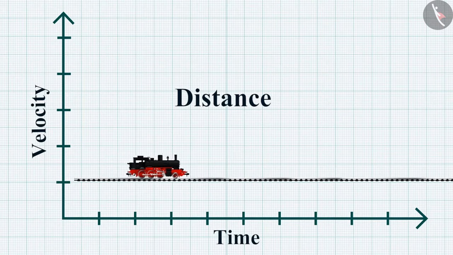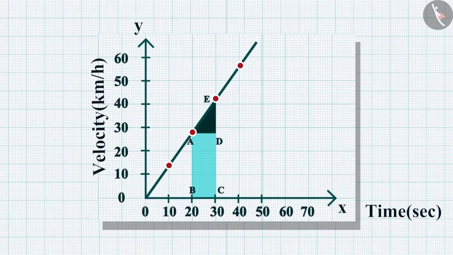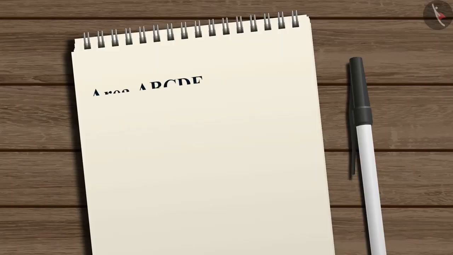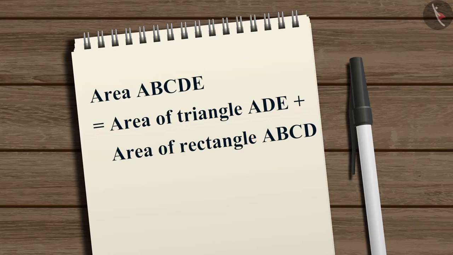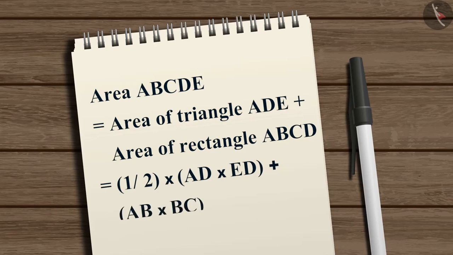We can also calculate the distance covered by the train from the velocity-time graph. To calculate the distance travelled by the train in a certain time interval, we have to calculate the area of ABCDE under the velocity-time graph. Area ABCDE is equal to the area of triangle ADE plus the area of rectangle ABCD, which is equal to 1 upon 2 multiplied by AD multiplied by ED, plus AB multiplied by BC.